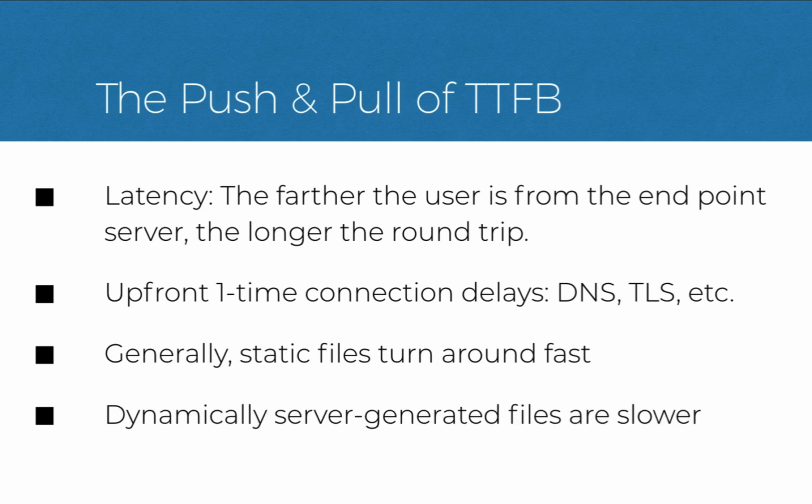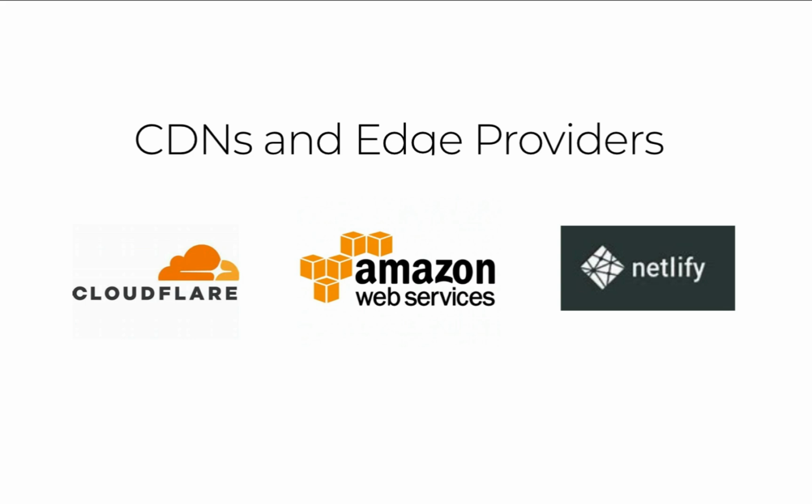Generally, dynamically served server-generated files are going to be a little slower than static files that the server can just turn around very quickly. So for latency, if you want to have a fast time to first byte, very little matters more than having things as static and as close to the end user as possible. And ideally, having as much real content in those initial bytes that arrive at the browser as well.